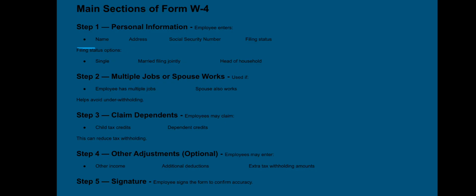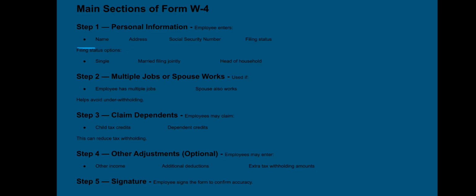Step 2, multiple jobs or spouse work. Used if the employee has multiple jobs or the spouse also works. It helps avoid under withholding. Step 3, claim dependents. Employee may claim child tax credit, dependent credit. This can reduce tax withholding.